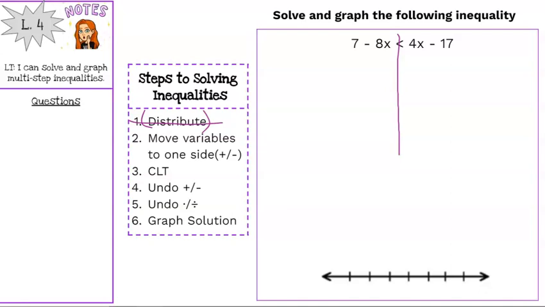And when we move, we undo. So if I look, I'm going to highlight my variables. I have minus 8x, and I have positive 4x. So I need to undo one of those with its opposite. So I'm going to undo the minus 8x with a positive 8x. I'm going to get that to eliminate. But if I do plus 8x on the left, I have to do plus 8x on the right. I can't leave that by itself.